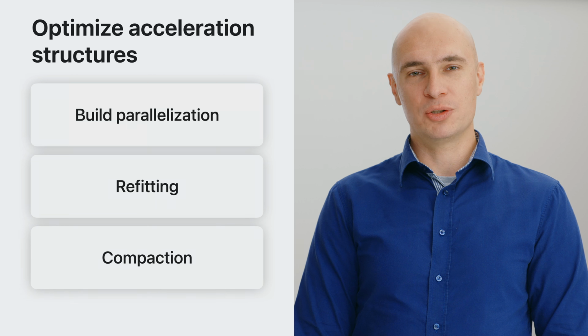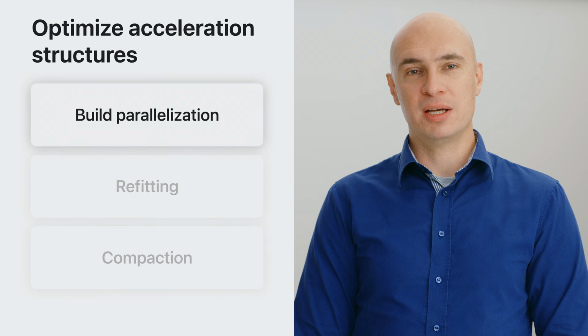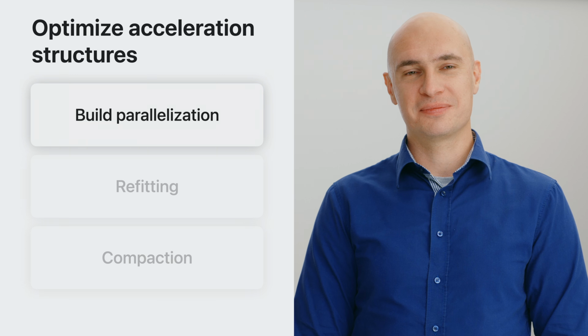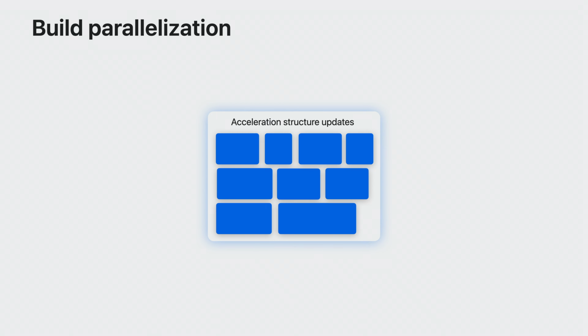You also have other ways you can optimize your Metal ray tracing apps. One of them is build parallelization. A typical application will need to build or update many acceleration structures representing different scenes and different parts of a scene. You can greatly reduce your startup time by running these builds in parallel.